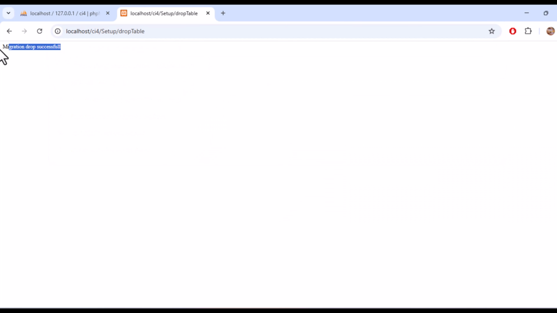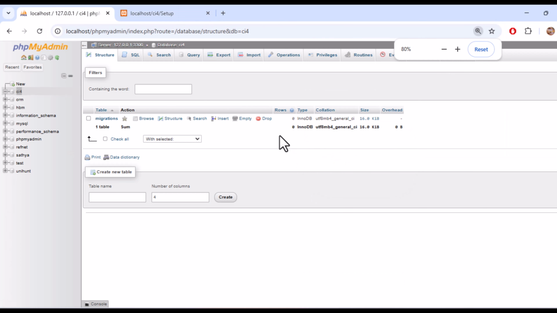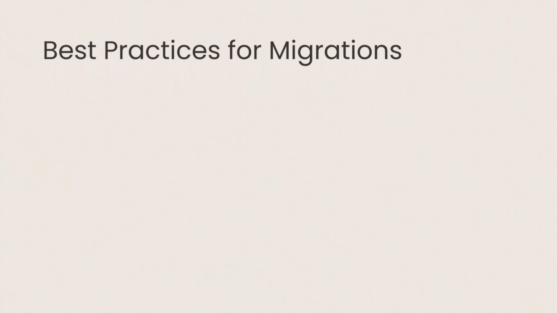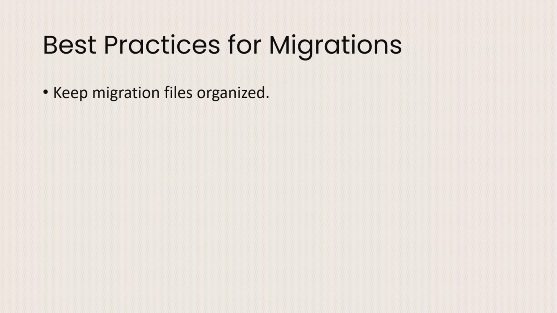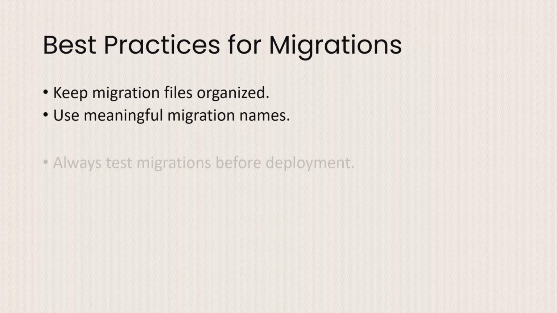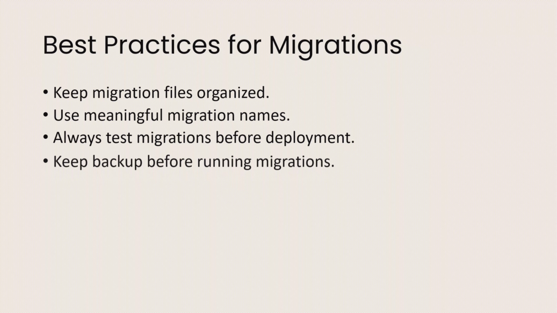Here are some best practices for working with migrations. Use descriptive names, test migrations, backup your database, keep migrations small, document changes, and that's it. You now know how to set up, create, and execute database migrations in CodeIgniter 4.